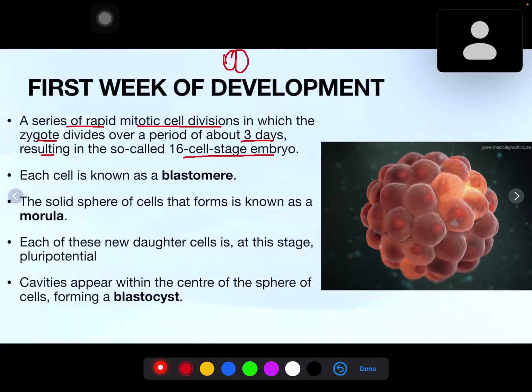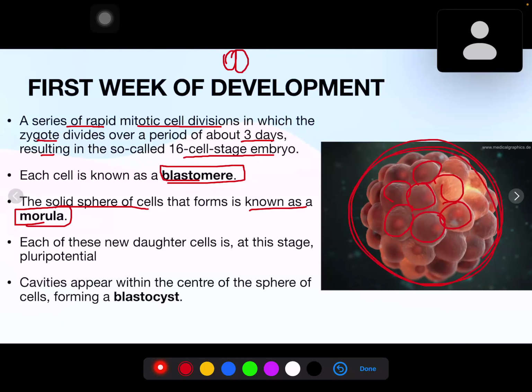Now each cell, see, in 3 days it goes to the 16 cell stage. Each of these cells is called a blastomere. And the solid sphere of cells, like this, is known as the morula. Okay, now this whole sphere of cells is called the morula, and a single cell is called a blastomere.